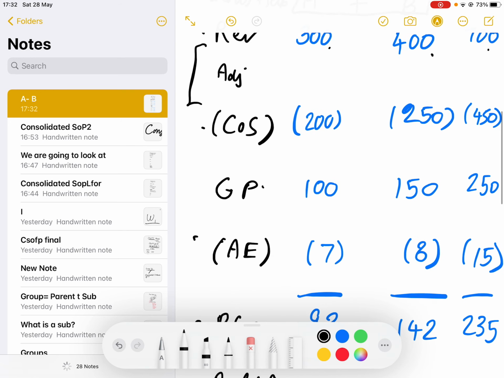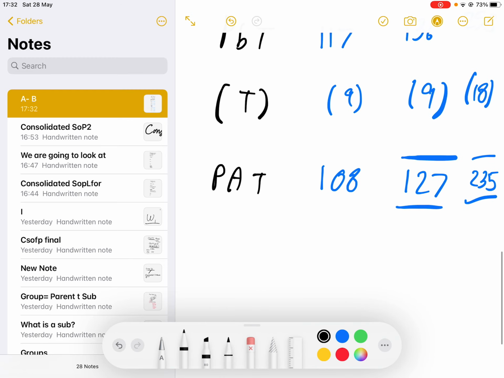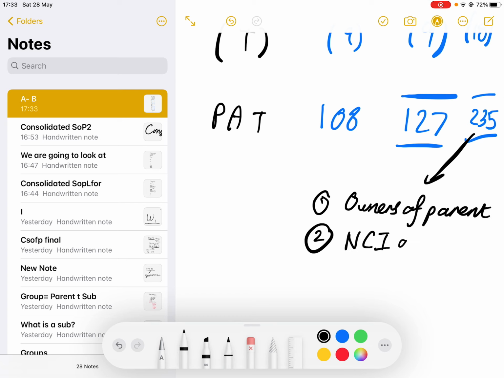Okay, so this is what a basic statement looks like. It's not too different from a single statement, but there's one thing I haven't included. Now think about it. This profit after tax, who's it going to? Well, it's going to two sources of investors. It's making two sources of investors richer, you could say. Most of it's probably going to go to owners of the parent, but a portion of it's going to go to the NCI of subs.